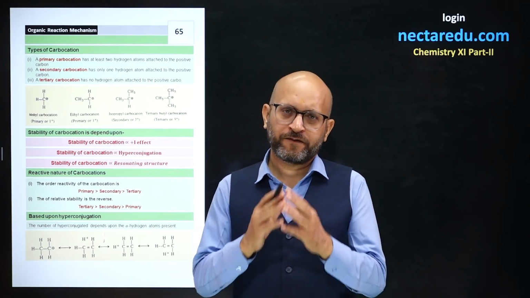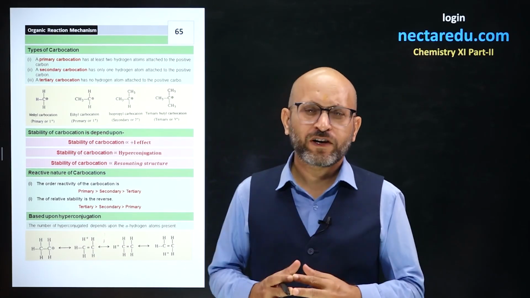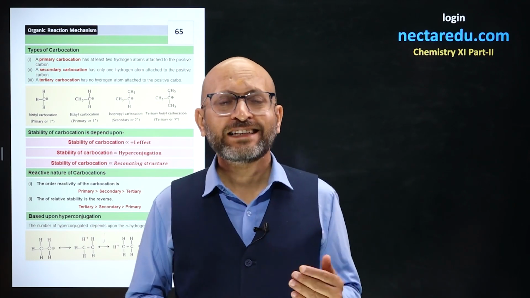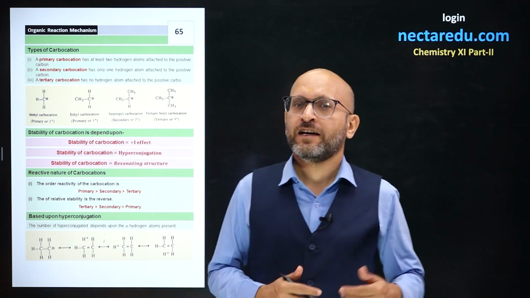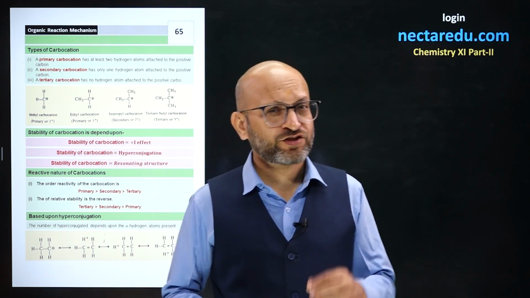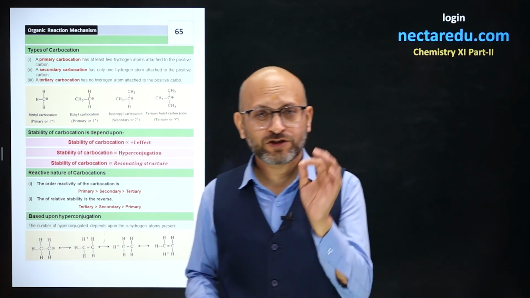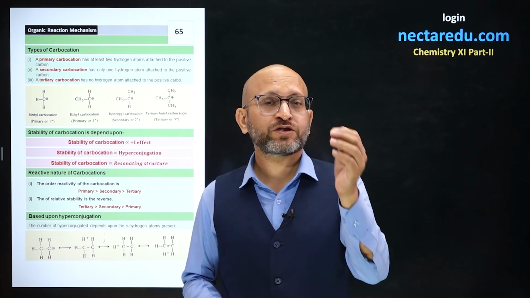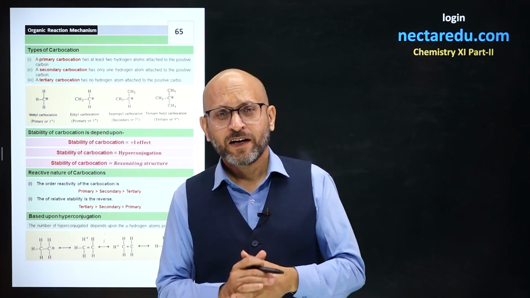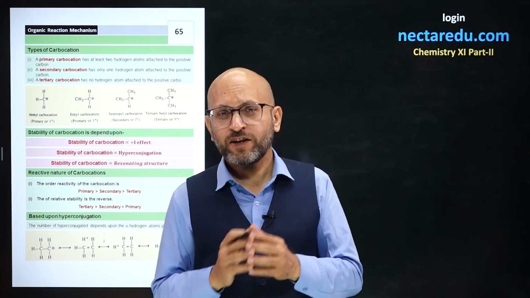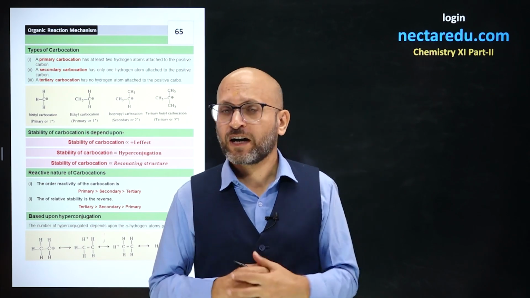Stability of free radicals, stability of carbocations, stability of alkenes is directly proportional to the number of hyperconjugating structures. What hyperconjugating structures depend on is alpha hydrogens. The more the number of alpha hydrogens, the more the hyperconjugating structures. So here we are going to discuss the stability order of primary, secondary, tertiary carbocations.